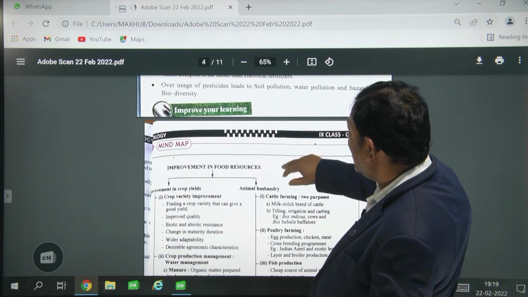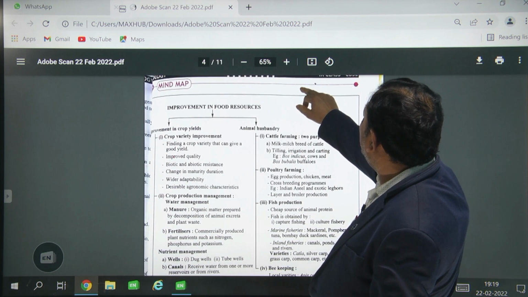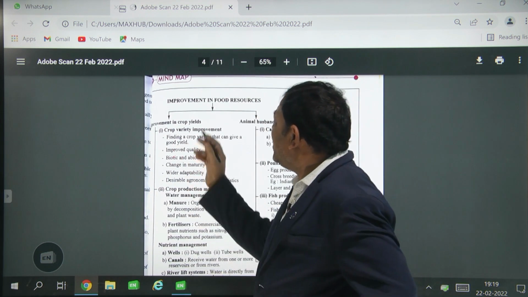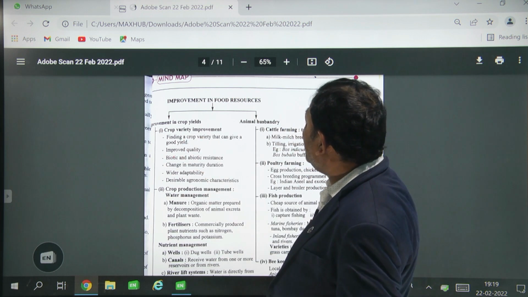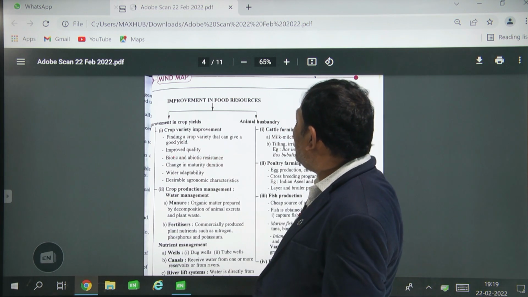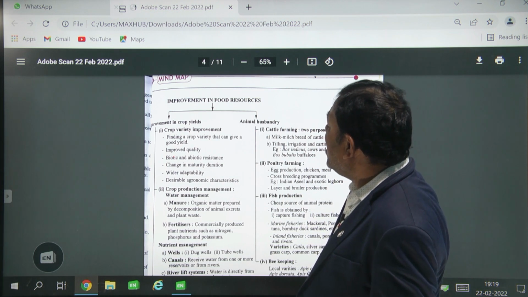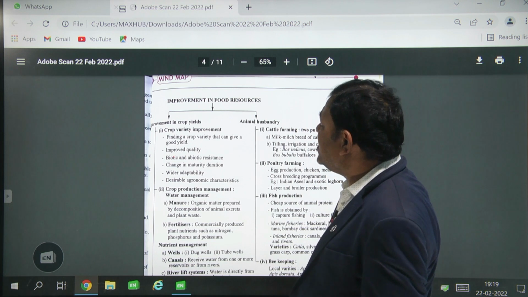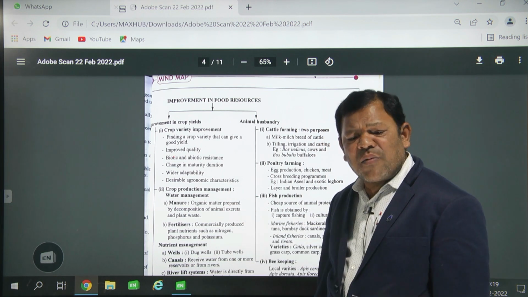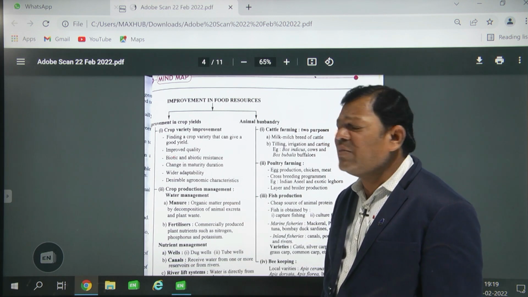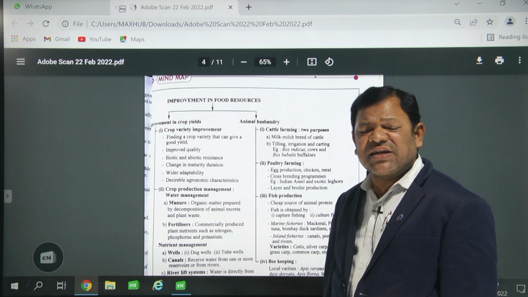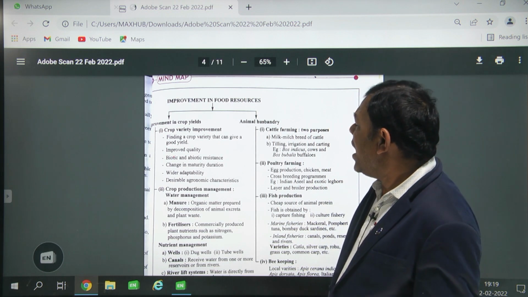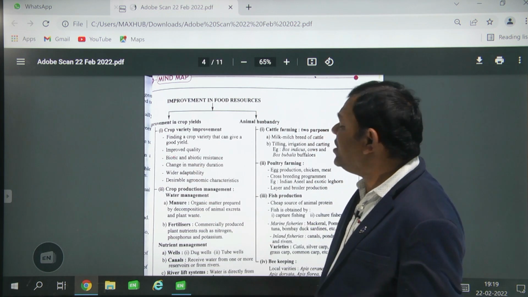Next. So this is actually improvement in the food resources, improvement in the crop yield. You can do crop variety improvement, finding the crop variety that can give a good yield and improve the quality of that crop. Biotic and abiotic resistance is present. Biotic components means nothing but plants and animals. Abiotic components means nothing but temperature, pressure, air, water, salt. And change in the maturity duration.